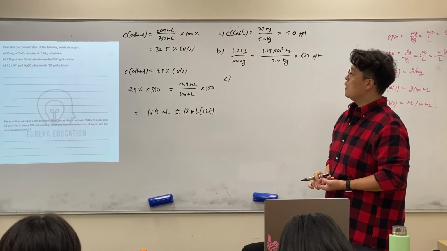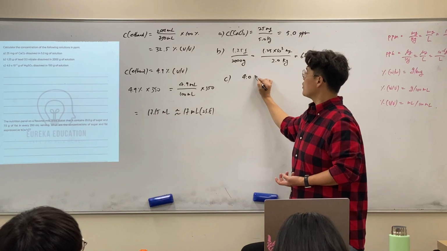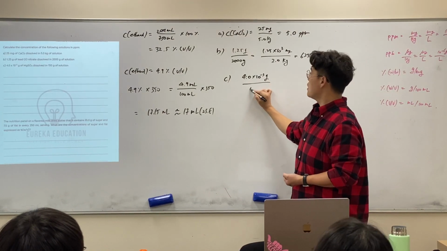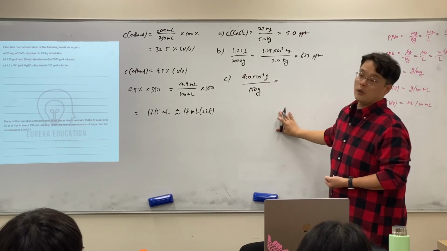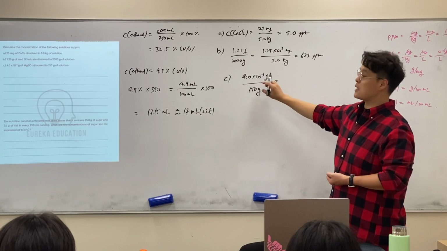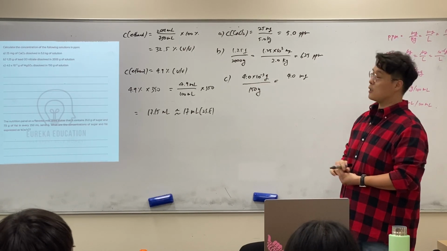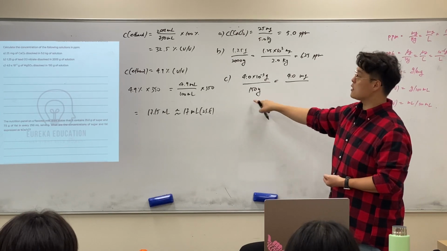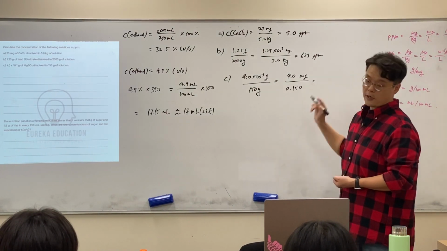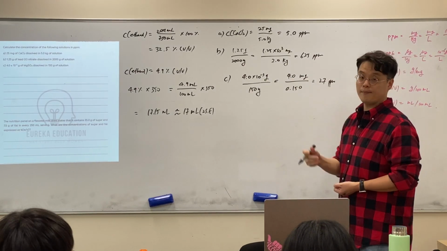C. Magnesium sulfate. We're given 4.0 times 10 to the power minus 3 grams of magnesium sulfate dissolved in 150 grams. Convert that: 10 to the minus 3 grams itself tells you that this is 4.0 milligrams. Then divided by 150 grams, in kg is 0.150. Then you must get the final value of 27 ppm.